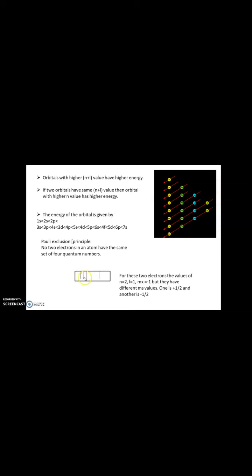So you will never find 2 electrons in an atom for whom all the quantum numbers are the same. Maximum 3 quantum numbers could be the same for 2 electrons, but at least one quantum number must be different. And this is Pauli's exclusion principle, that no 2 electrons in an atom will have the same set of 4 quantum numbers. Okay.